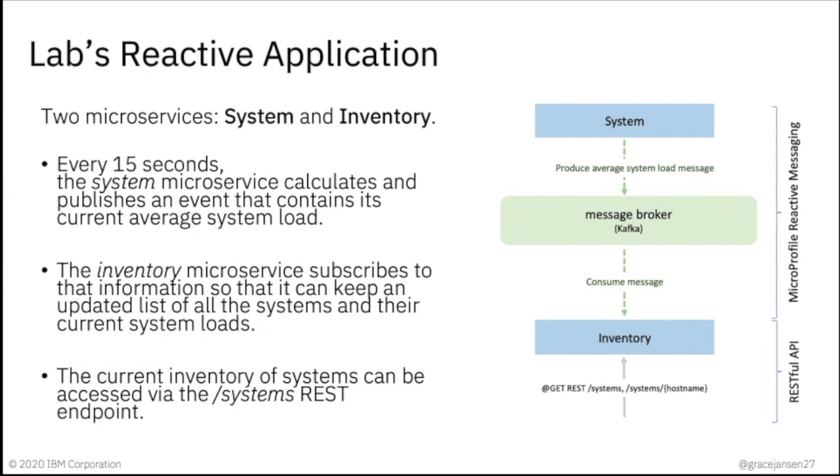And then in the inventory microservice, we're subscribing to that information, in this case from our Kafka broker that we're using, so that it can keep an updated list of all of the systems and their current system loads. And if you wanted to access the current inventory of the system, you can access that via the /systems REST endpoint, which we'll be doing in some of our labs later on.